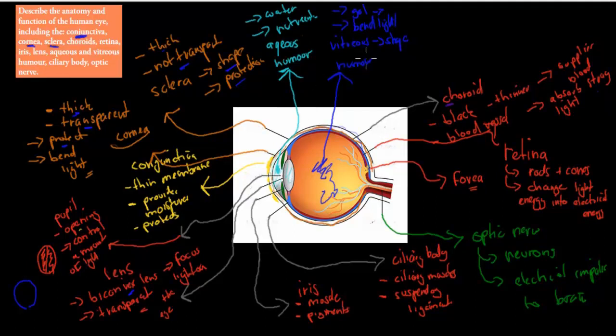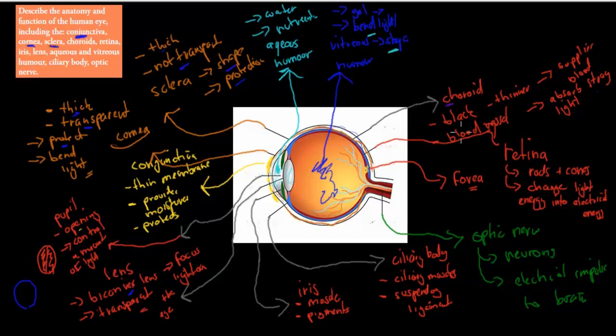Then we have the vitreous humor. That was the liquid in the back of the eye. That was gel-like because it had protein and water in it. That was the structure. Its function was to give us the shape of the eye, and also to bend light, to focus the actual light on the back of the eye.